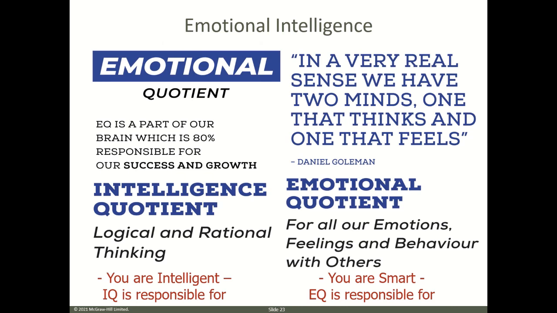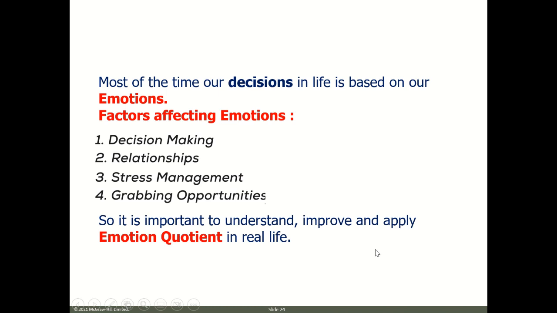And you are smart. How can you be smart? A smart person, you can say, is able to manage their emotions. So EQ is responsible for all your emotions, feelings and behavior with others. Most of the time our decisions in life are based upon our emotions. Sometimes we take decisions on the basis of emotions. Factors affecting the emotions are decision making, relationships, stress management, and grabbing opportunities, right? So these are the factors affecting the emotions. So it is important to understand, improve, and apply the EQ, meaning emotional quotient, in our real life.